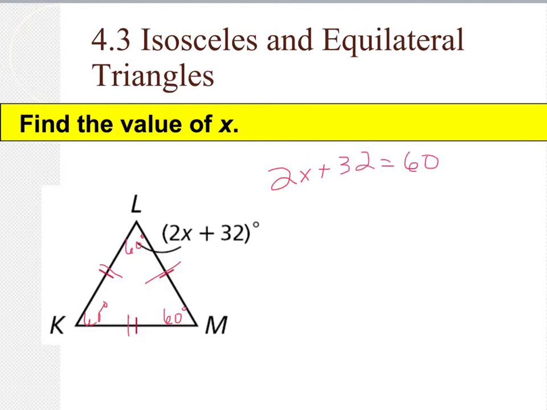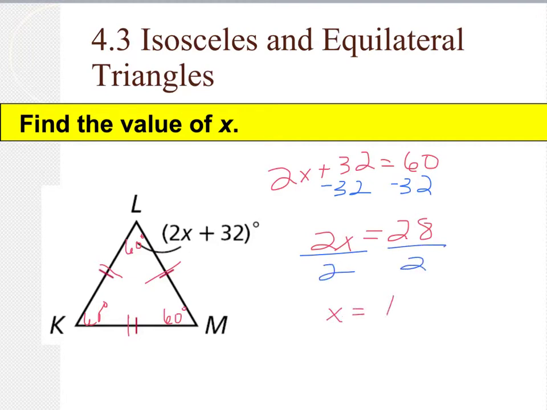Okay, and again it comes down to our algebra. Subtract 32 from each side. You get 2x is equal to 28. Divide by 2. X is equal to 14. Awesome. Bingo, bango, bongo. Sweet.